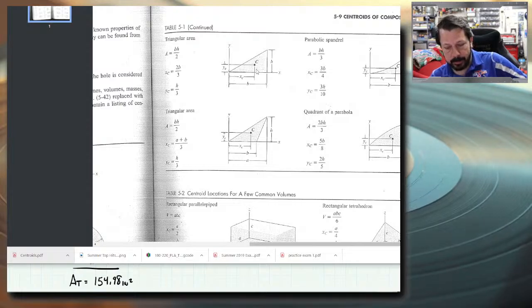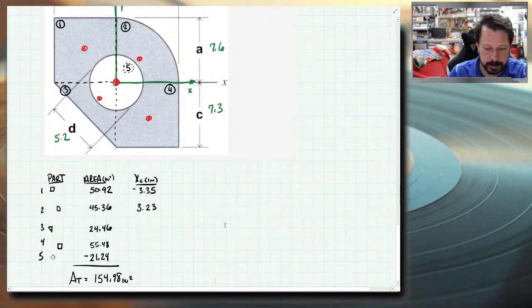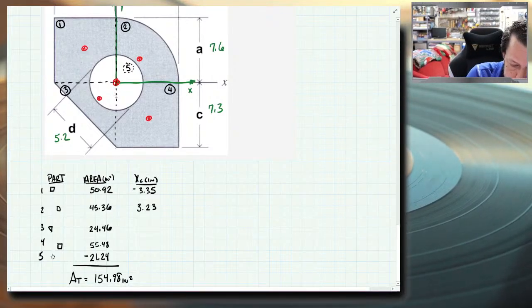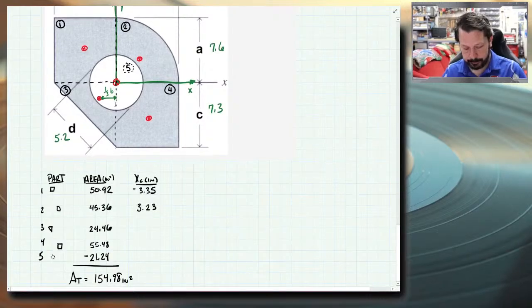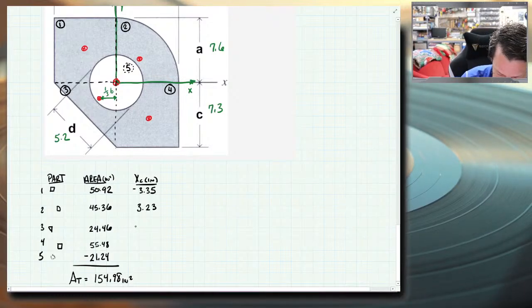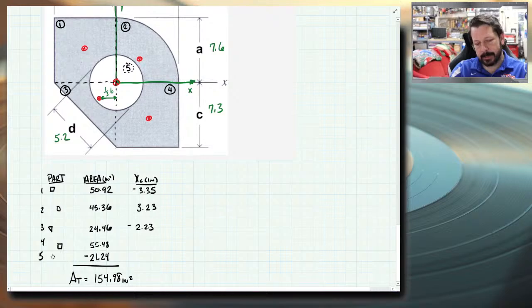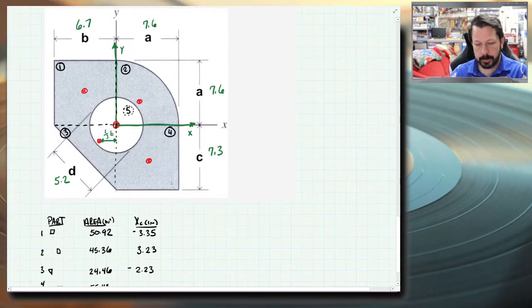Or if I measure from the larger side of the triangle, it's not labeled, to the centroid, that's 1/3 of the base. So looking at our picture, I need to measure from the larger side of the triangle over to the centroid, and that's going to be 1/3 of the base, where the base is this 6.7, and it's negative. So 6.7 divided by 3 is 2.23. Negative 2.23 inches.